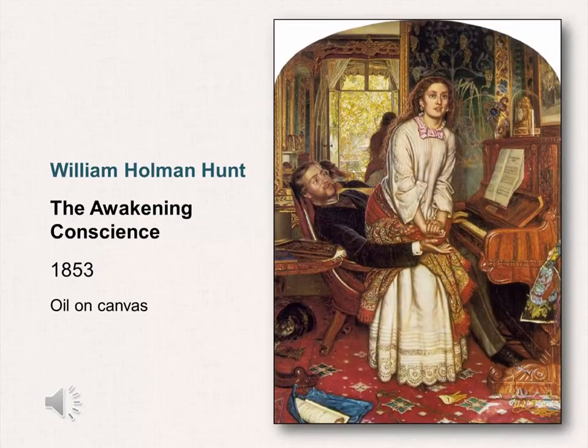William Holman Hunt was a member of the Pre-Raphaelites. The Pre-Raphaelites was a mid-19th century group of English artists and poets. Here we see a gentleman and his mistress in a house for their meetings. Have you noticed that she's not wearing a wedding ring?